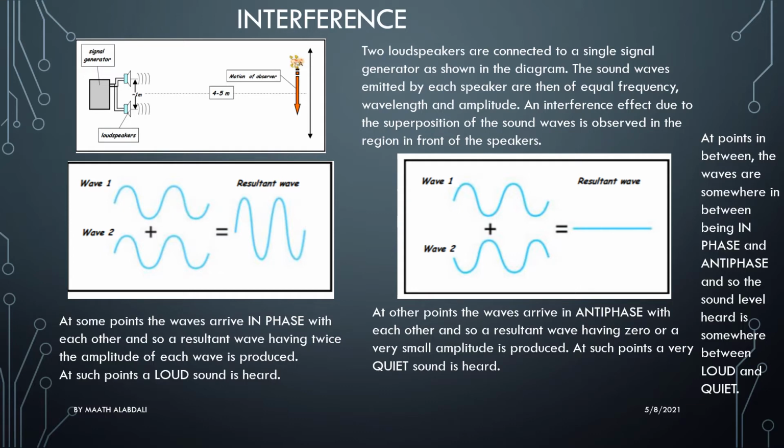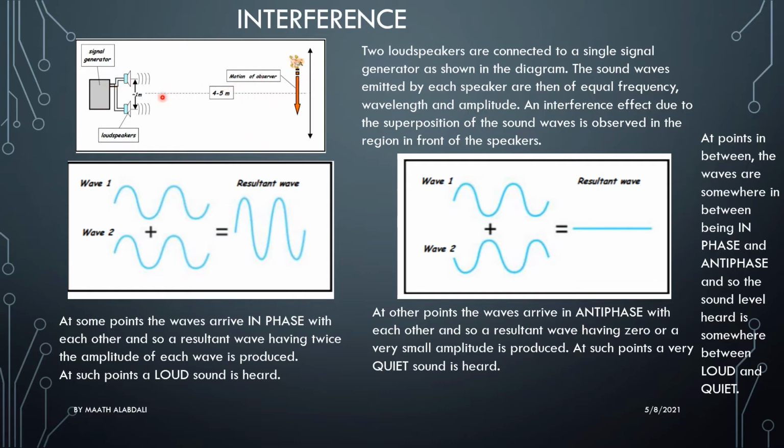Interference. So basically in here, two loudspeakers are connected to a single signal generator as shown in the diagram. The sound waves emitted by each speaker are of equal frequency, equal wavelength and amplitude, and an interference effect will be formed due to the superposition of sound waves, and this is observed in the region in front of the speakers.